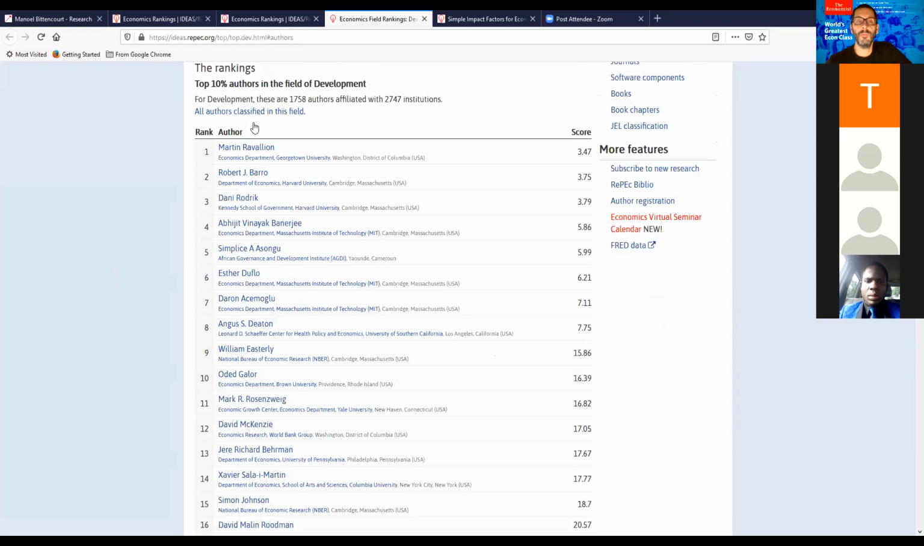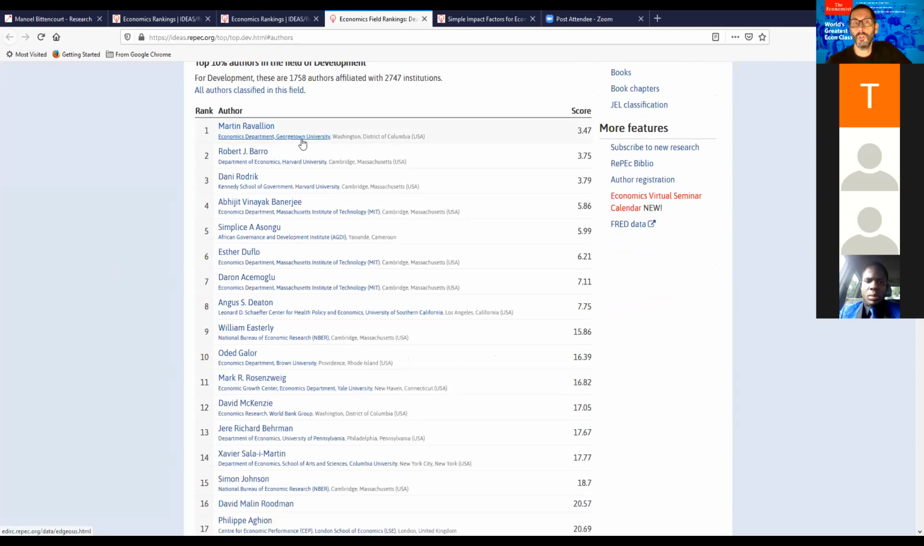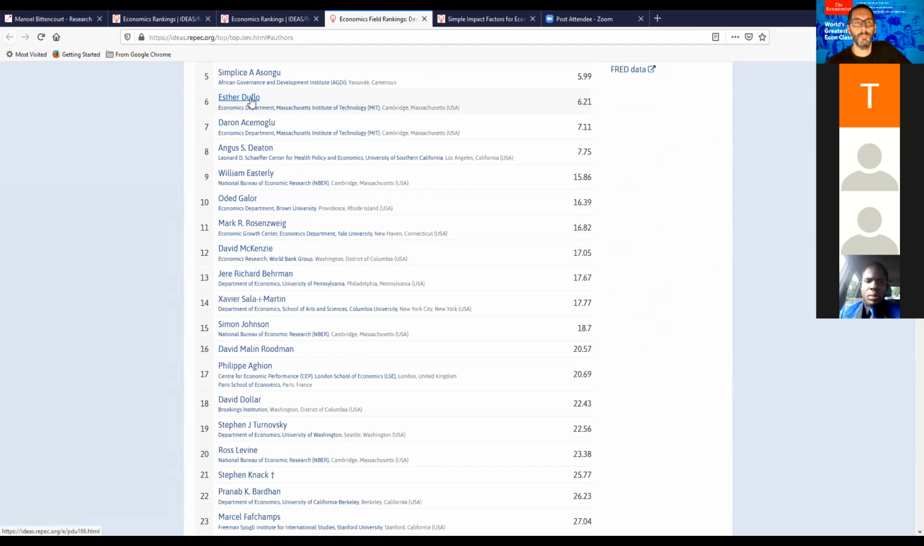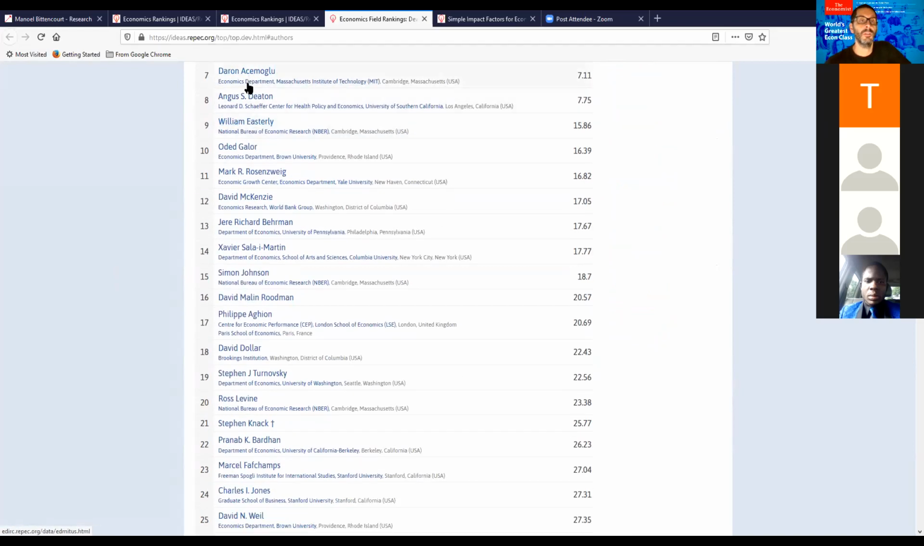Then we have Martin Ravallion from Georgetown University in DC. You have Robert Barro from Harvard. You have Dani Rodrik from Harvard. You have Banerjee from MIT. He got the Nobel a couple of years ago. You have Esther Duflo, also from MIT. She also got the Nobel a couple of years ago. You have Acemoglu from MIT. You have Angus Deaton, also Nobel laureate. You have William Easterly from NYU, and so on and so forth.